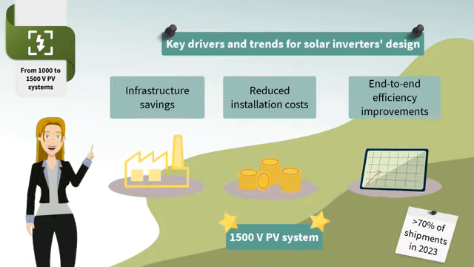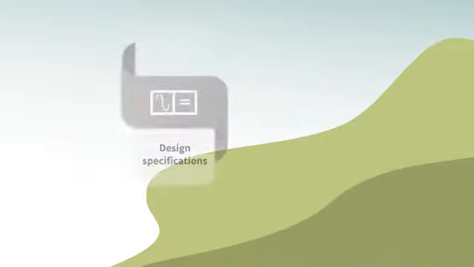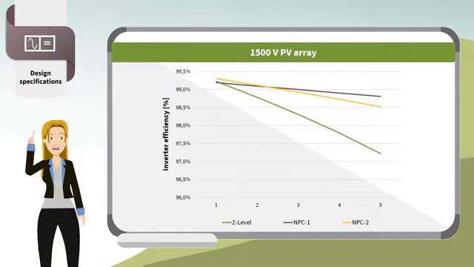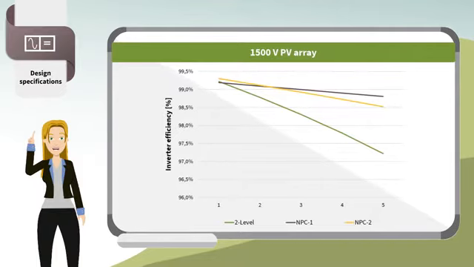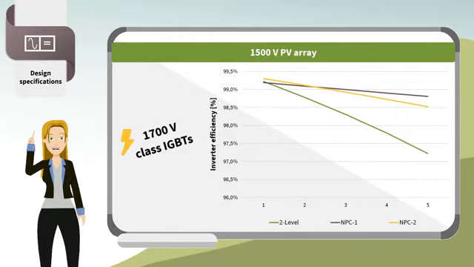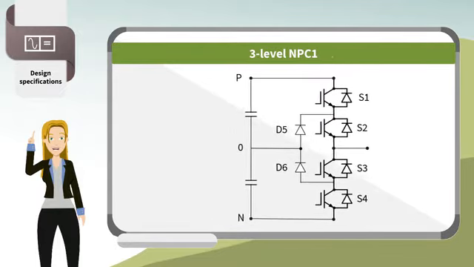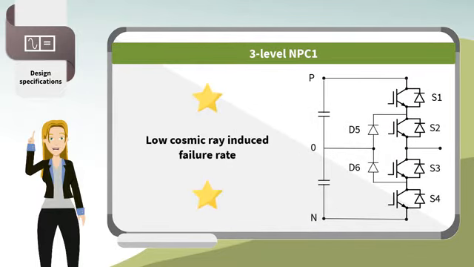In fact, 1500 volt PV inverters are expected to account for more than 70% of the three-phase PV inverter shipments in 2023. Moving on to central inverter design specifications, for the 1500 volt PV array, a two-level or neutral point clamp 2 (NPC2) topology using 1700 volt IGBTs is the preferred choice for 2 to 4 kHz switching frequency operation. The three-level NPC1 topology is widely used due to its low cosmic ray-induced failure rate, in spite of increased complexity during reactive power mode operation and increased system cost.